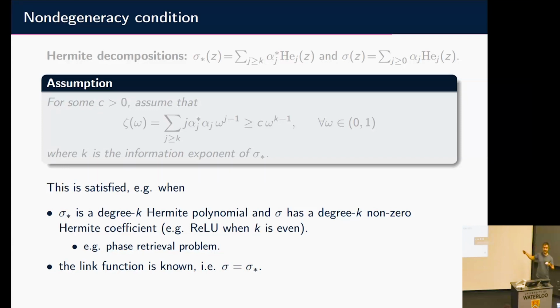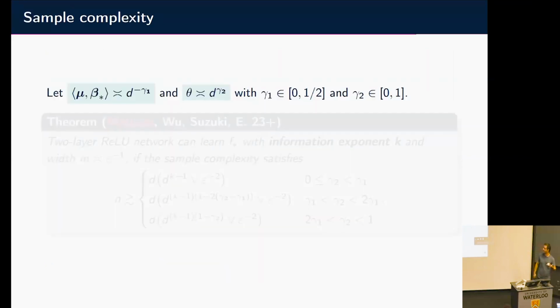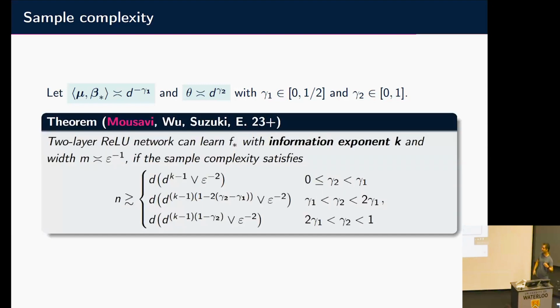Okay, so given this new non-degeneracy assumption, I'm going to introduce two parameters now, gamma 1 and gamma 2. The alignment between the spike and the input direction is going to be d to the minus gamma 1. So larger gamma 1 means less alignment, smaller gamma 1 means more alignment, and spike magnitude is d to the power gamma 2. Now, given these parameters gamma 1 and gamma 2, the sample complexity that you need for a two-layer neural network to learn a target with information exponent k is given by this expression.